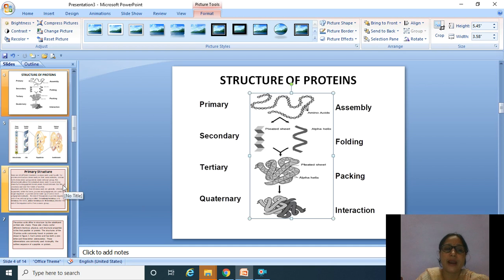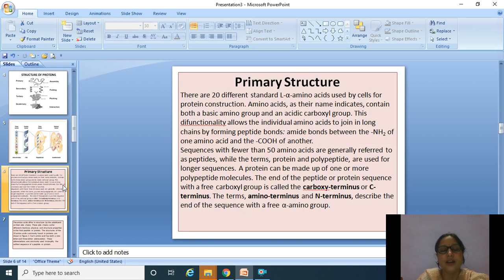Now we come to the primary structure. There are 20 different standard L type amino acids used by the cells for the protein's construction. Students, we have discussed earlier that alpha amino acids have two types of configurations, D and L. But most of the naturally occurring alpha amino acids are of L configuration. So we are saying here that there are 20 different standard L alpha amino acids used by the cells for the protein construction.